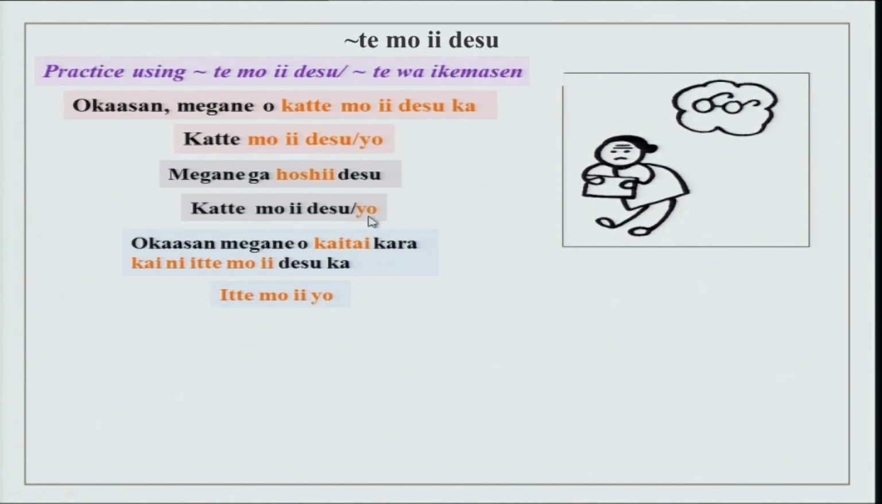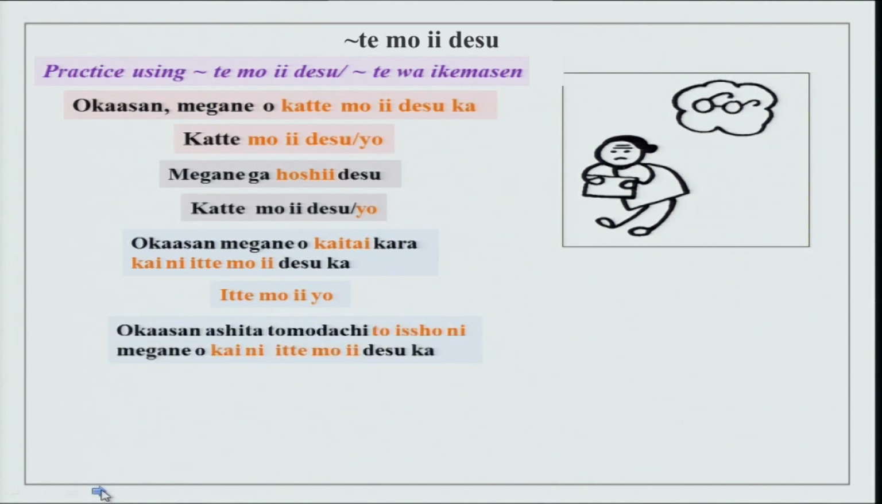You can go, and yo you can only use very, very informally, where you are very, very informal and older than the person you are using yo to. You cannot use yo with your teachers or people older to you. Then we have, Oka-san, ashita tomodachi to issho ni megane o kai ni itte mo ii desu ka? Together with, and oka-san can say, itte mo ii yo, just a simple ii desu yo, itte mo ii yo. You can reply in any which way you want.